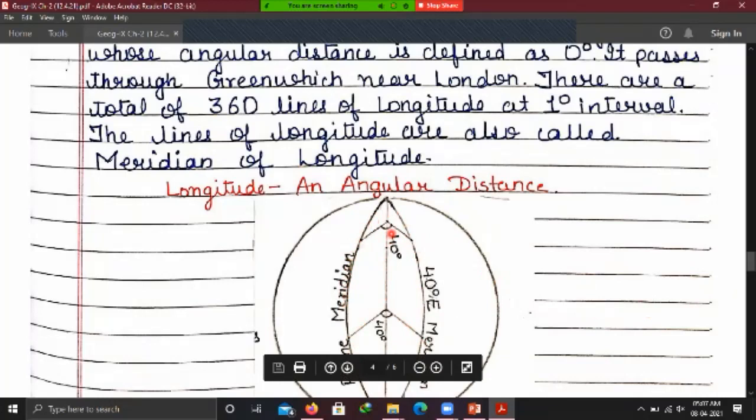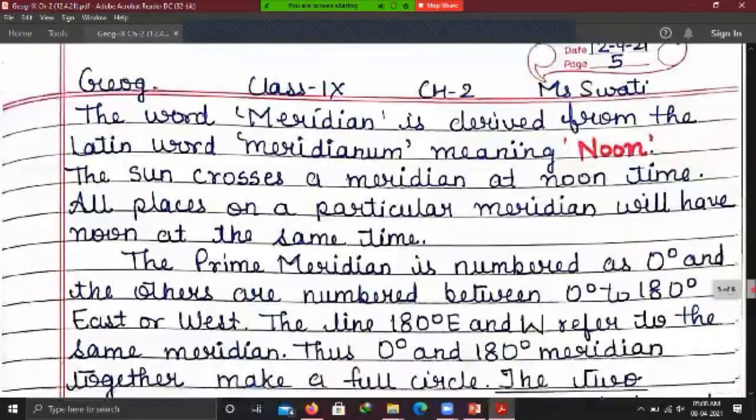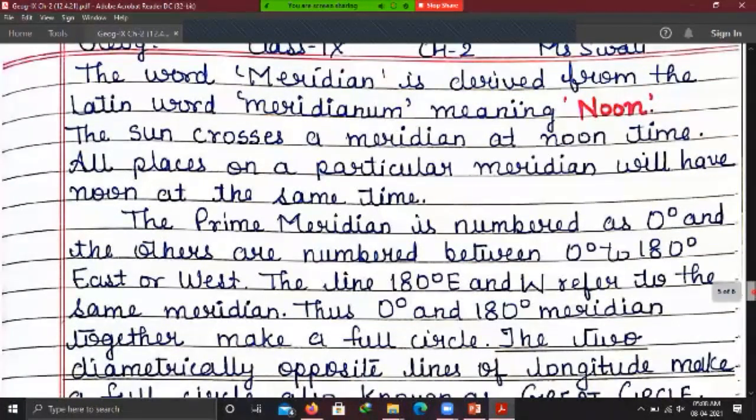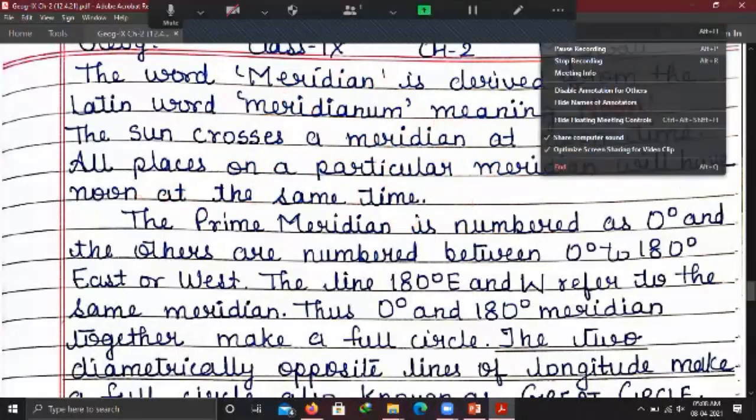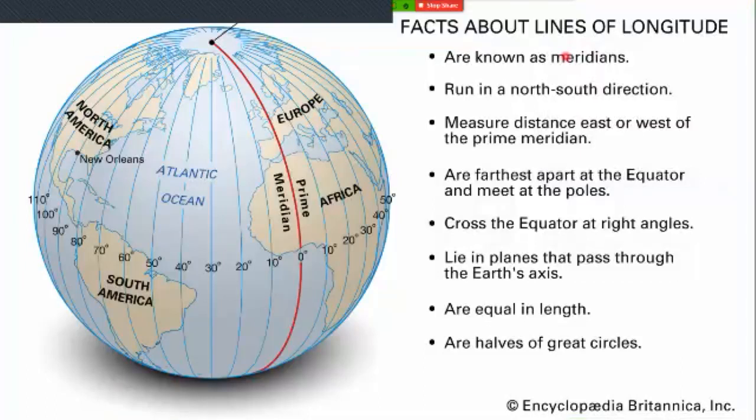The lines of longitude are also called meridians of longitude. And overall there are 360 lines of longitude at 1 degree interval. The word meridian is derived from the Latin word meridianum, meaning noon. The sun crosses a meridian at noon time. So all places on a particular meridian will have noon at the same time. So here it is, various lines of longitude, the prime meridian and the other longitudes.